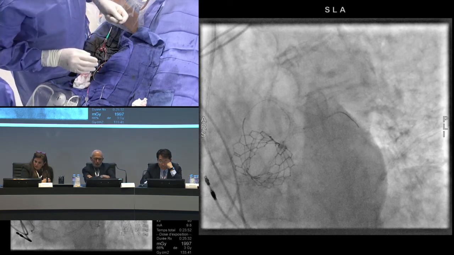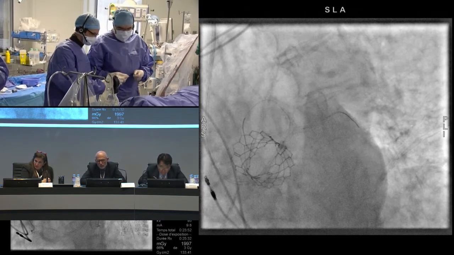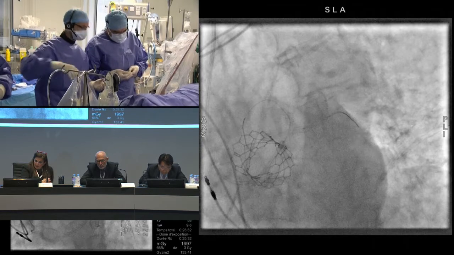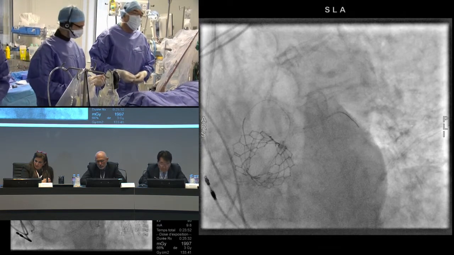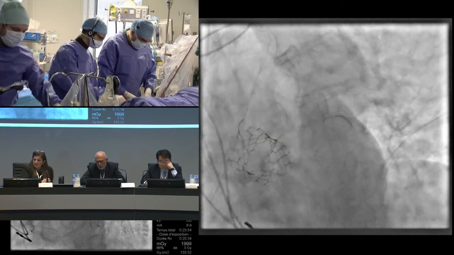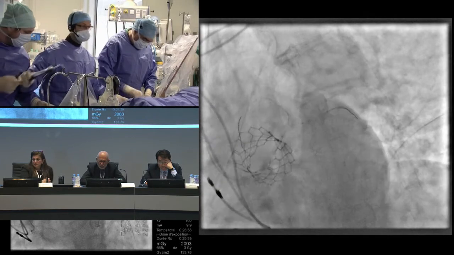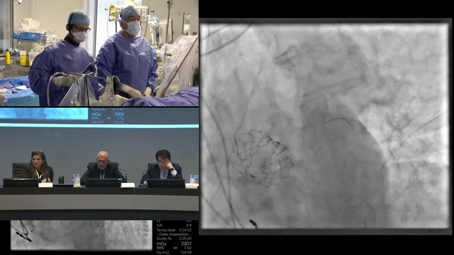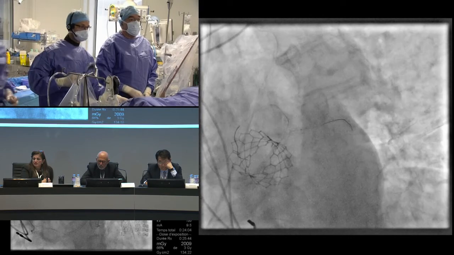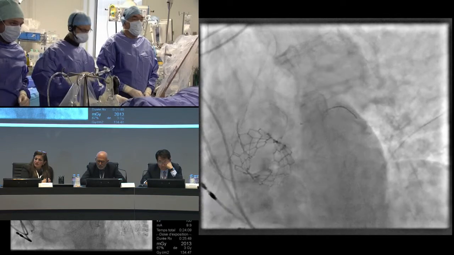Yeah. And then, after this first kissing balloon, we will advance the stent in the left main LED. This will be a 4 millimeter stent. And then we will look at the length in the different views. And then we will redo the second kissing. It should be finished. It's interesting, the main circ looks good still.